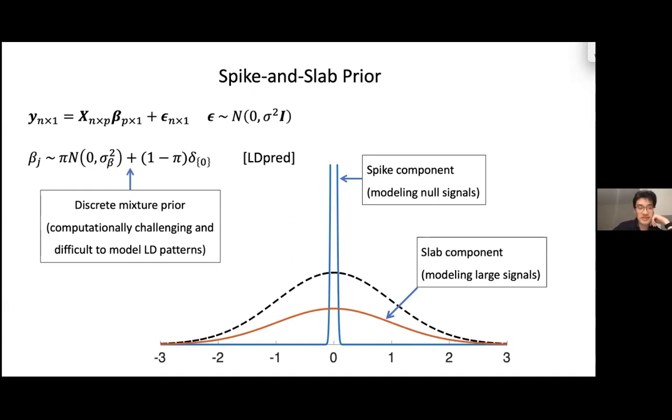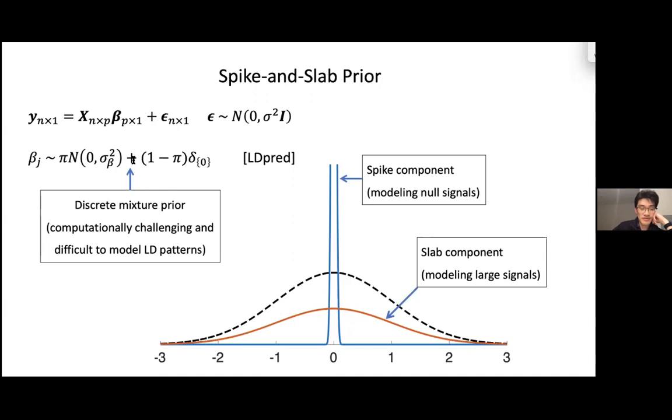So although this prior is much more flexible than the infinitesimal normal prior, it also has two limitations. Number one, this is a discrete mixture of two components, so we call this type of prior a discrete mixture prior. In posterior inference, you can see that each SNP can either belong to this null component or the normal component. So you can imagine that if there are a million SNPs, then we have a discrete model space of 2 to the power of 1,000,000 possibilities, which is almost impossible to fully explore.